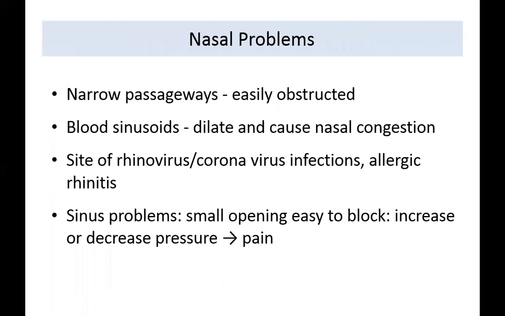But there are problems with the sinuses as well as with the rest of the nose. Narrow passageways, so fairly easily obstructed. The blood sinusoids can dilate and cause nasal congestion. The nose is the site of many of the common viruses that cause the common cold, so rhinovirus, coronavirus infections. It's the site of allergic rhinitis. Sinus problems: a real small opening can get blocked very easily.